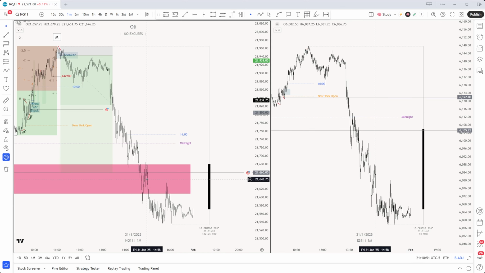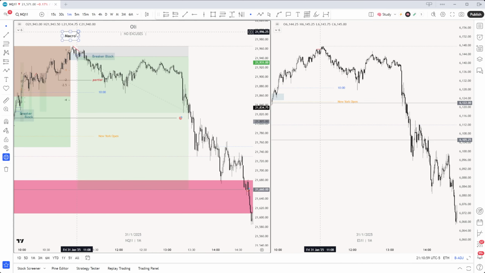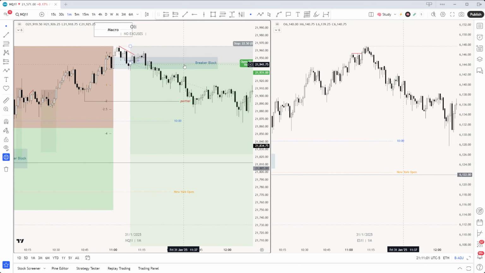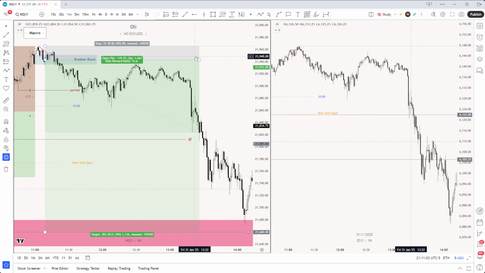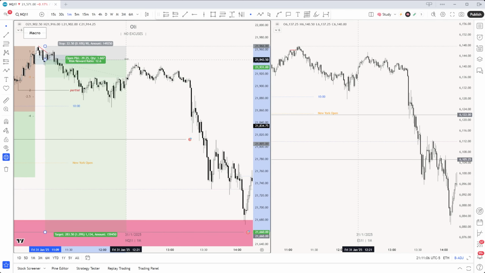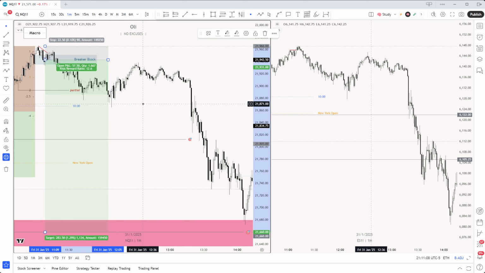So you take the breaker trade before price loses the breaker area. What do you mean by this? You take the breaker trade before price loses the breaker area. Do you mean leaves? Like before price leaves that area?